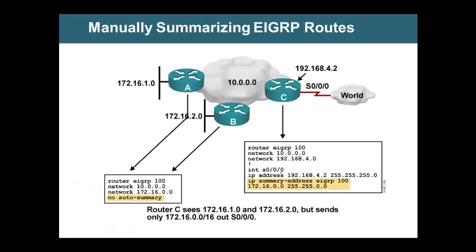We went under the interface because we did not want to send the detailed networks out of Serial 0/0. We want to send a summarized route like this, not like 172.16.2, 172.16.1. We do not want to send all these subnetted networks. We would like to only advertise in a summarized form. So we say 172.16.0.0.